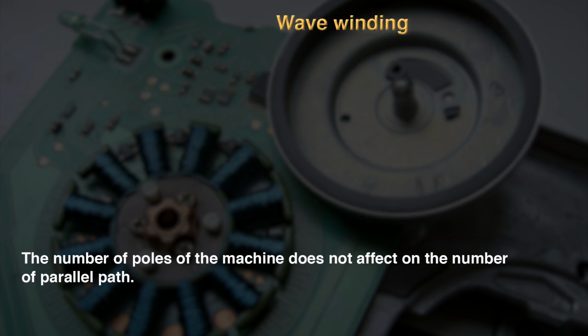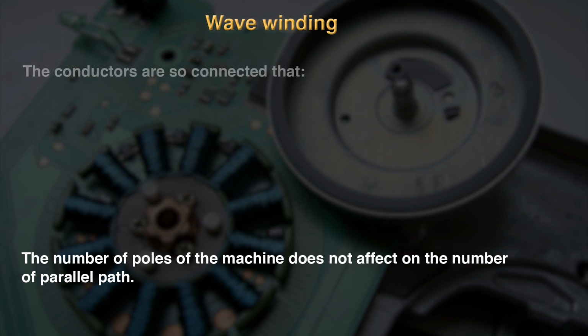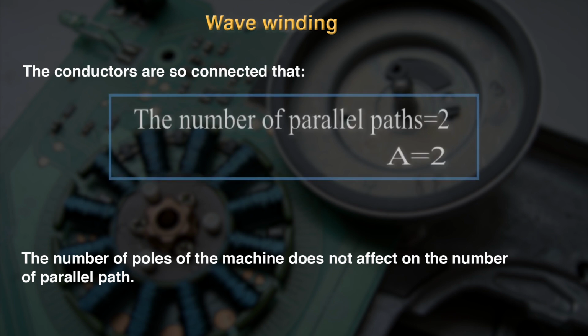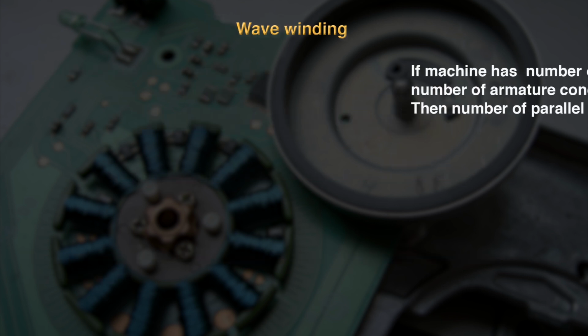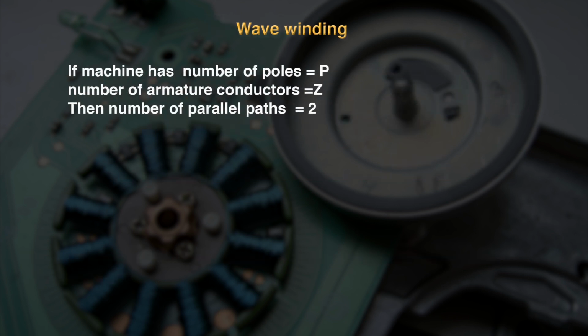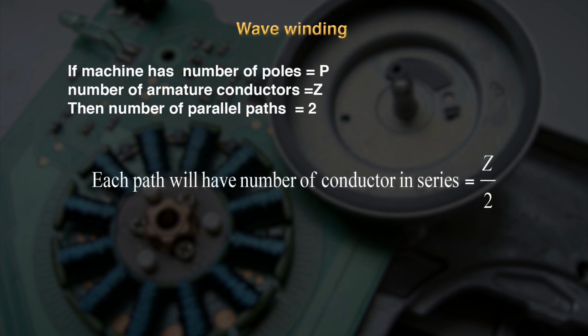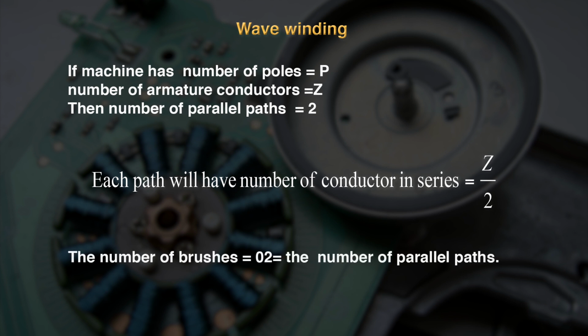Now we have to understand wave winding. In wave winding, the conductors are so connected that they are divided into two parallel paths irrespective of the number of poles of the machine. So if a machine has Z number of armature conductors, there will be only two parallel paths each having Z upon 2 conductors in series. In this case, the number of brushes is equal to 2, that is the number of parallel paths.